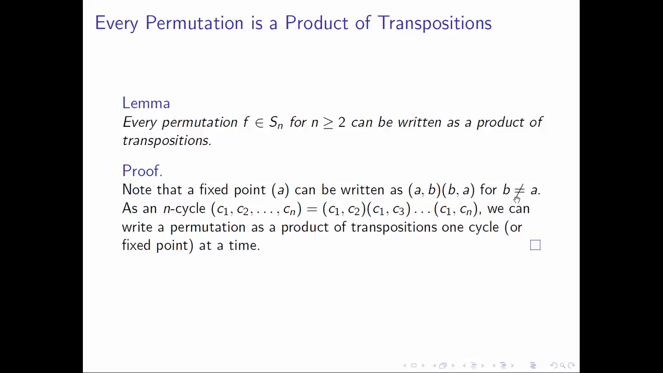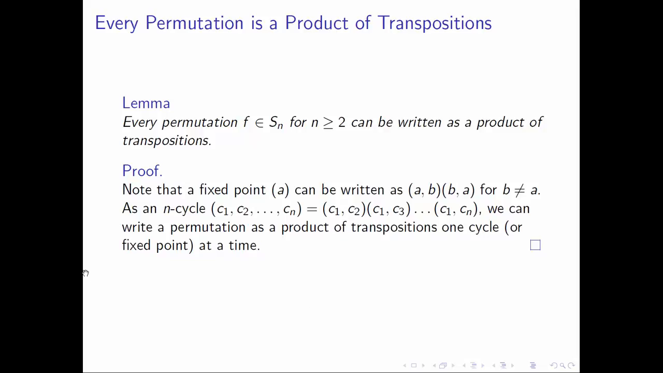That is, any transposition is its own inverse, so if we send a to b and then b right back to a, this has the effect of just sending a to a. And similarly, if we send b to a and a to b, then b will get mapped to b. So the cheater's way of taking a fixed point and writing it as a product of transpositions is to just write it as one transposition and then the same transposition over again. So that takes care of what we do if we have a fixed point inside an arbitrary permutation.